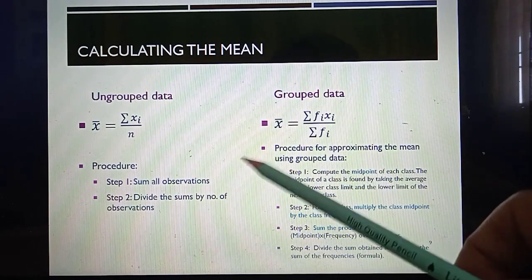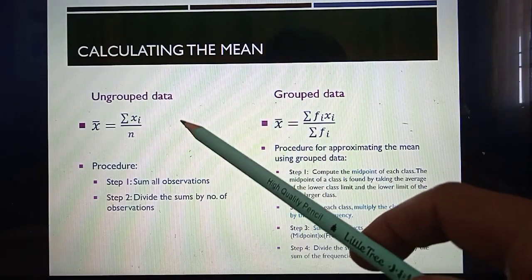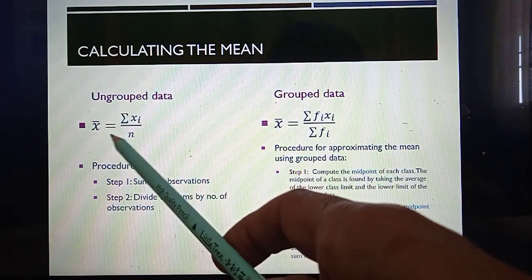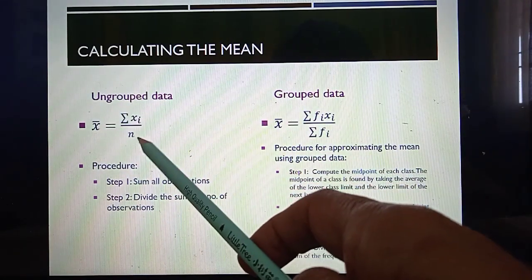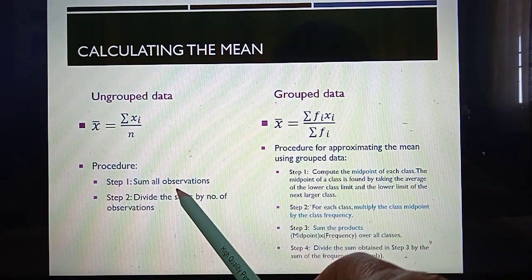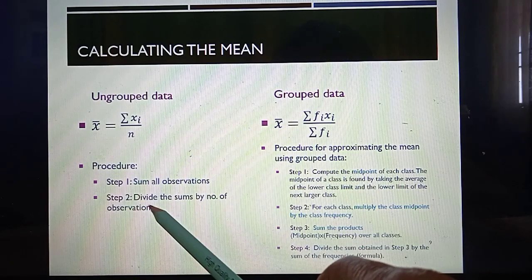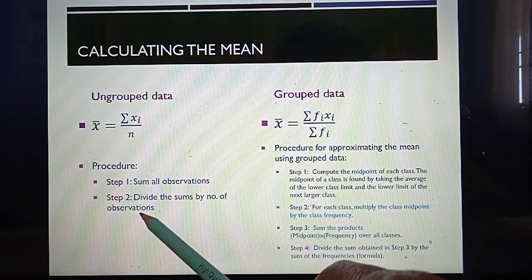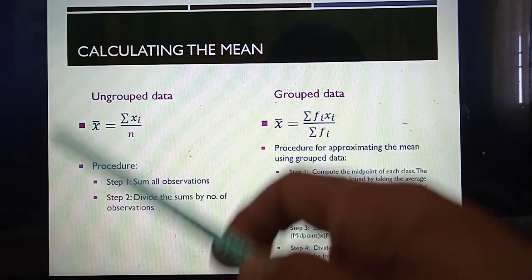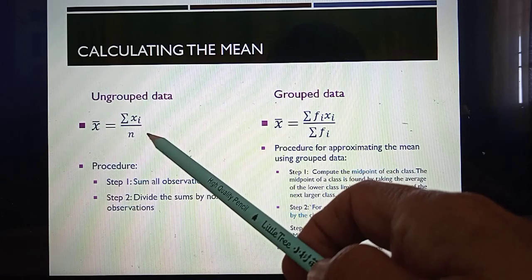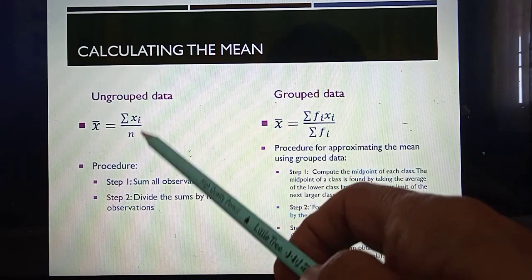Okay, this is to calculate the mean for ungrouped data and grouped data. For ungrouped data, the mean is given by summation of xi over n. The process is that we sum up all the observations in the ungrouped data and then divide by how many observations there are in the ungrouped data. We add all the data together, sum the values of the data, then divide by how many data there are.